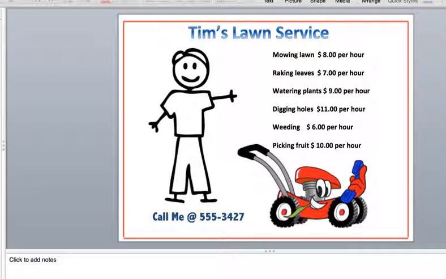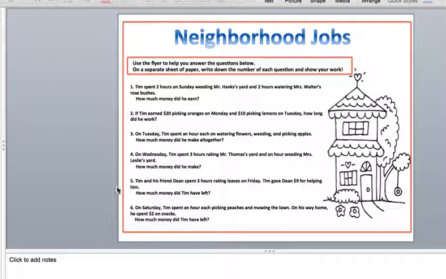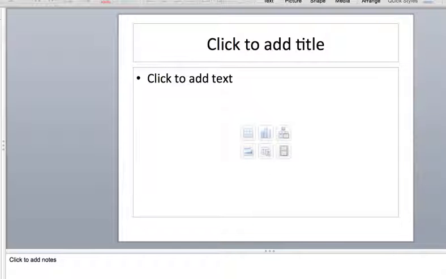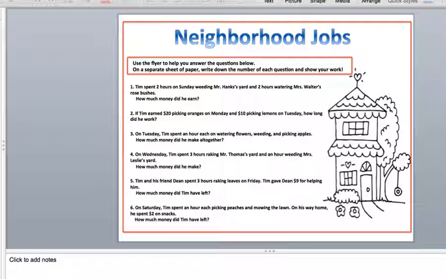So the first question: Tim spent 2 hours on Sunday weeding Mr. Hank's yard and 2 hours watering Mrs. Walters' rose bushes. How much money did he earn? So you can see this first question we will be modeling as a group.